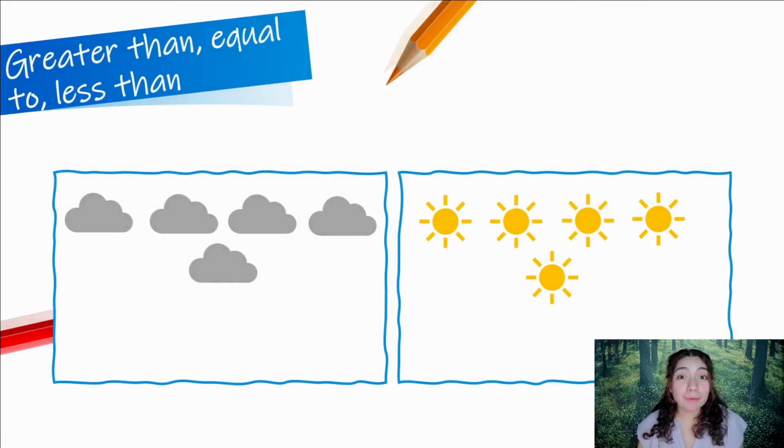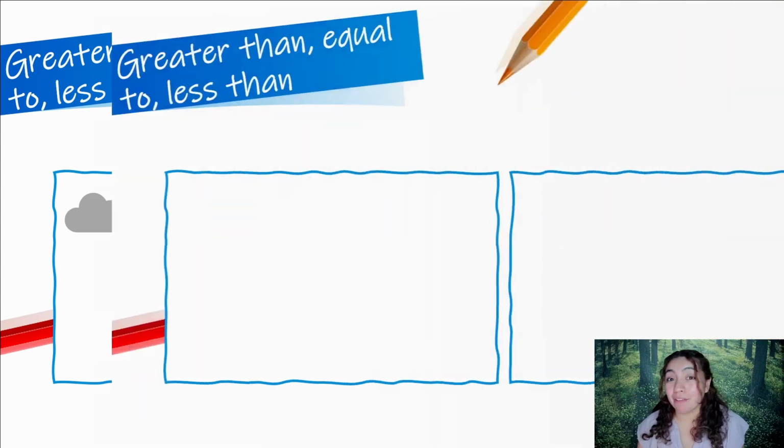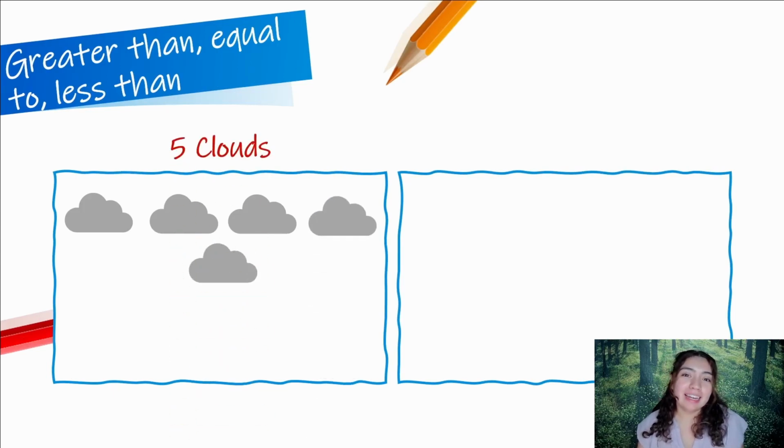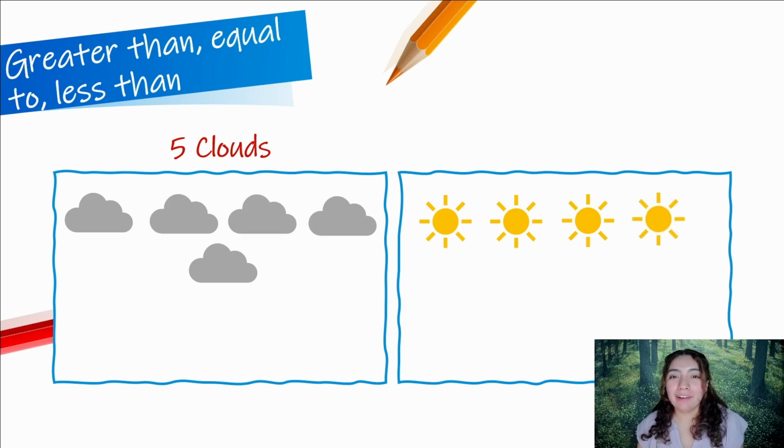Here we have a group of clouds and a group of suns. Let's count how many clouds we have first. 1, 2, 3, 4, 5. We have 5 clouds. Now let's see how many suns we have. 1, 2, 3, 4, 5. We have 5 suns.